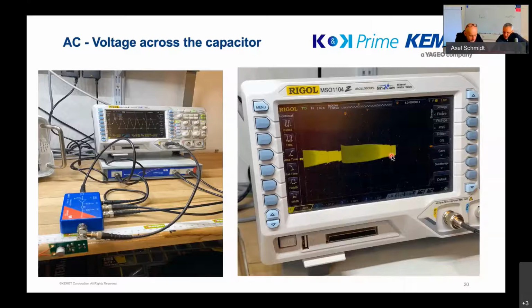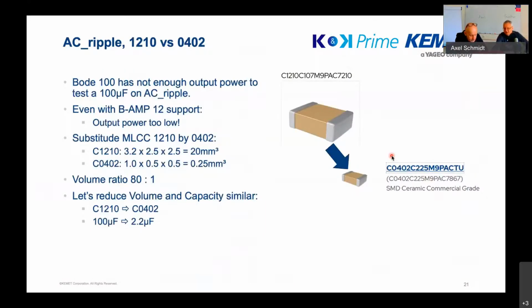Nevertheless, you normally don't have such small capacitors. You use, as you have seen in the previous picture, large capacitors, 1210 or something like this. And you always need capacitances of 10, 20, 50, 100 microfarads. So we say, okay, how can we make sure that our measurements for the switched mode power supplies can be translated? And for that, we can say, okay, if we go for a 100 microfarad capacitor at 1 kilohertz, even the amplifier has not enough output power to measure. So we need to substitute the 1210 by an 0402.